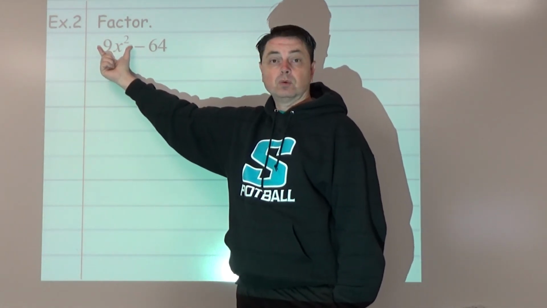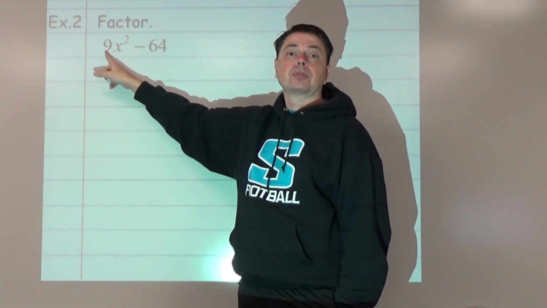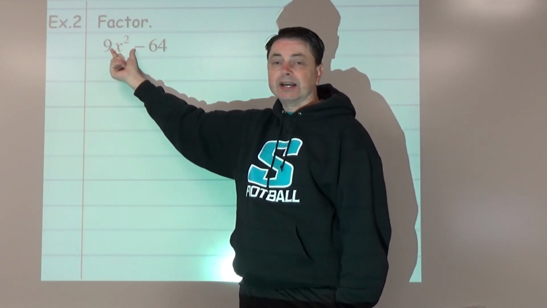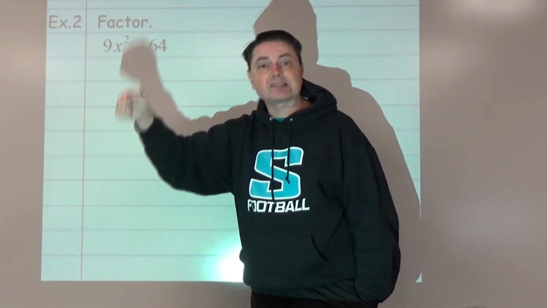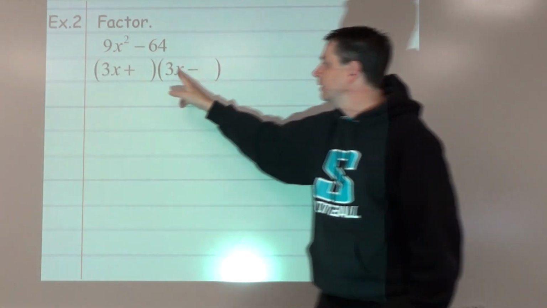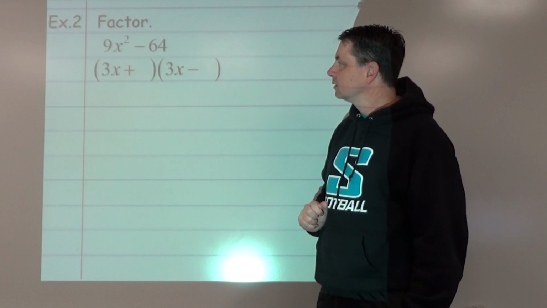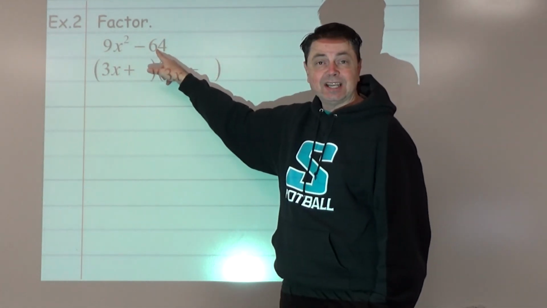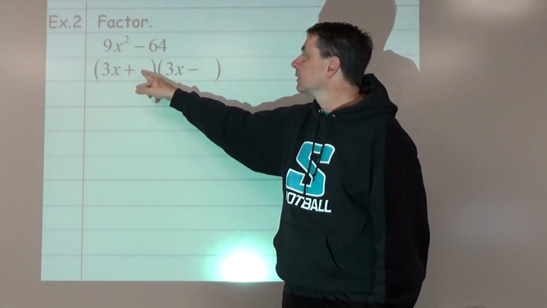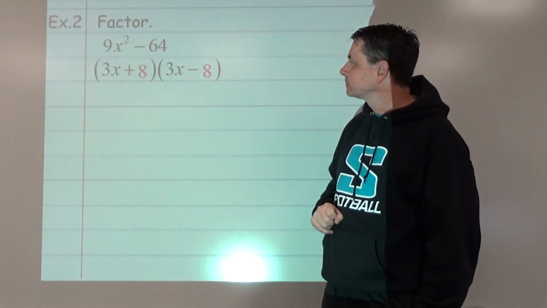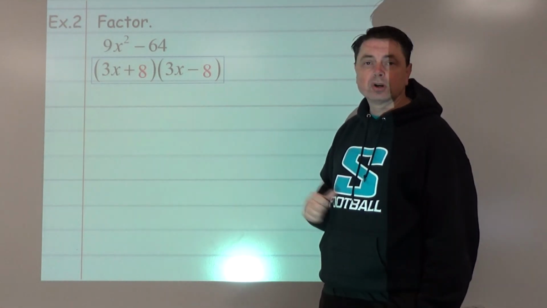So when we go to set it up in the fronts, what was squared to get 9x squared? Well, what was squared to get 9? 3. What was squared to get x squared? X. So it's got to be 3x and 3x in the front. They have to be the same to be a difference of squares. And then what was squared to get 64? 8 and 8. There's our answer there.